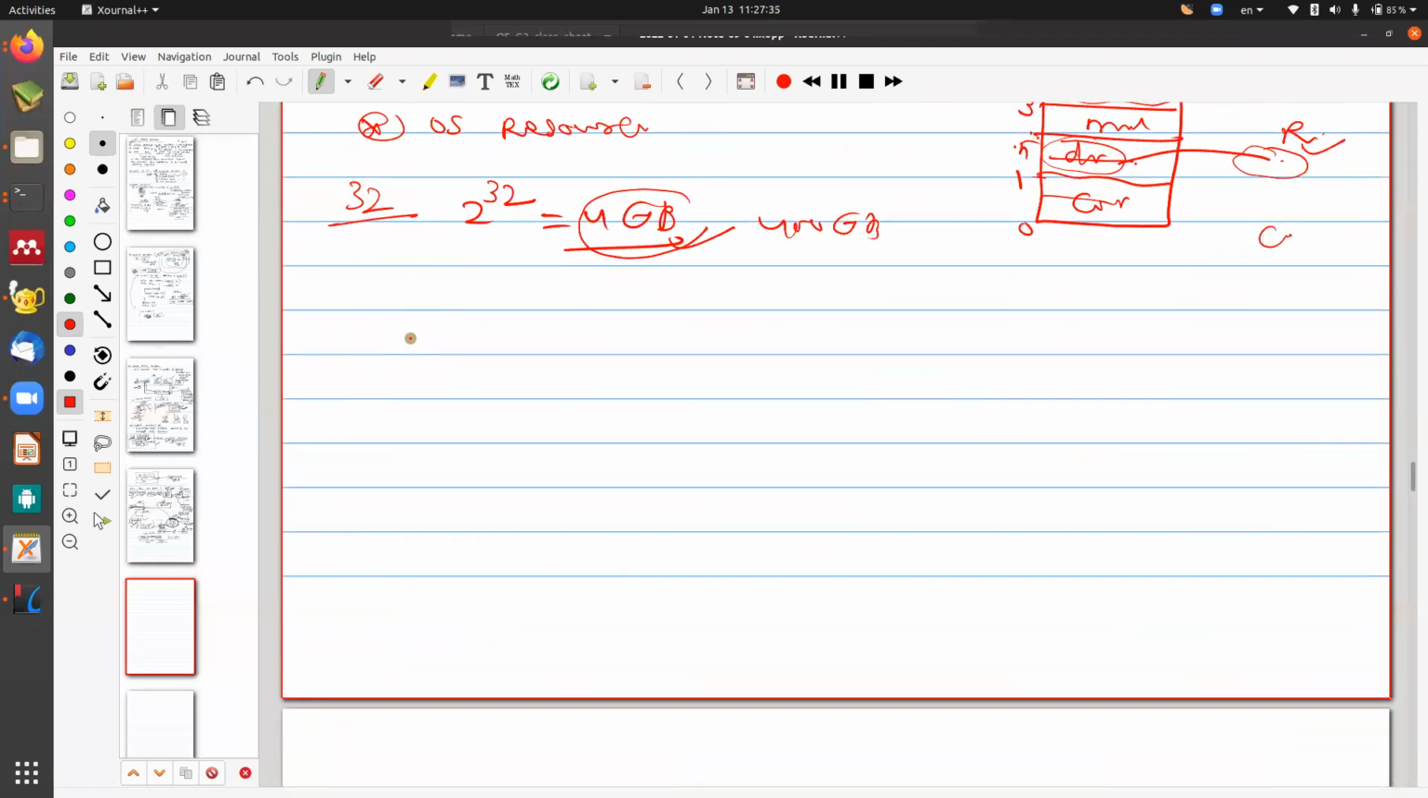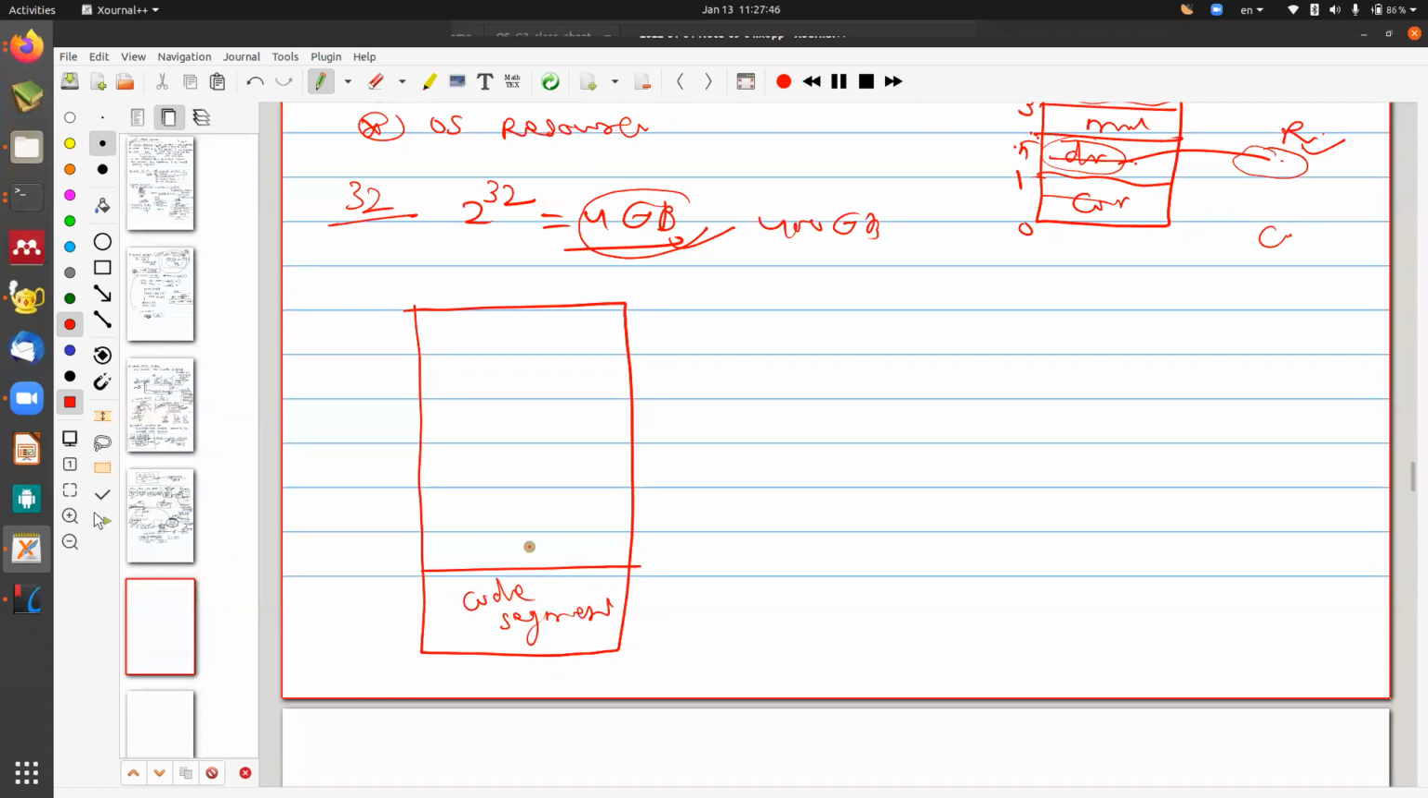Then how will this address space be distributed, or how does the memory for this address space look? The memory for this address space will be divided into 4 parts. One is called the code segment. One is called the data segment. One is called the heap segment. And another one is called the stack segment. So when one program gets created, the operating system divides this program into such 4 parts.